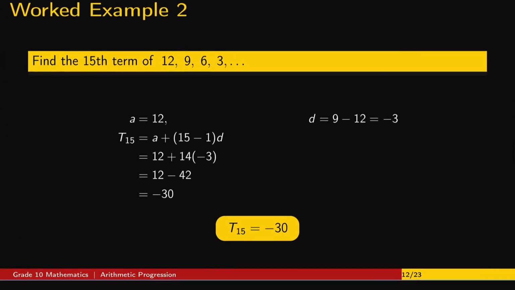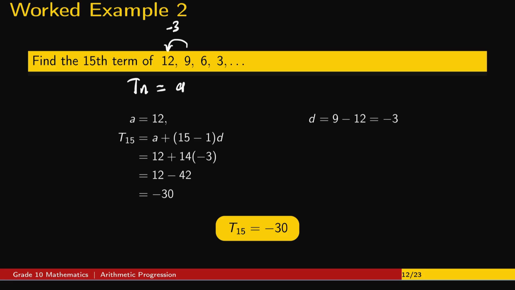Let us go ahead and look at the next example. So in this example, I'm looking for the 15th term. So here, the only difference is that if I do 9 minus 12, I get a negative number. I get negative 3. Okay, so meaning that for each term I'll be subtracting, right? But remember, I'm looking for the term number 15, so I don't have to do term by term.